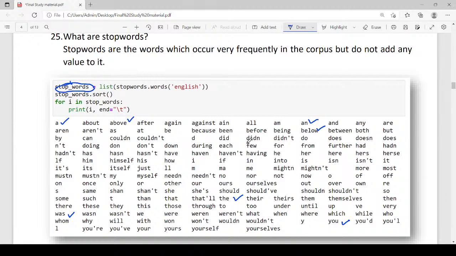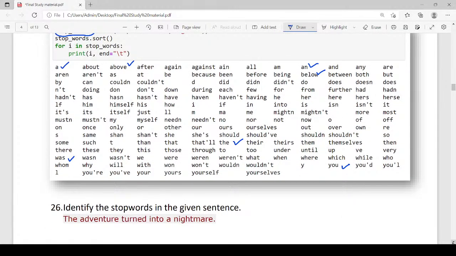Okay. So now you may also get a question wherein you are given a sentence and you are asked to identify the stop words. Now you have the stop words which are getting displayed on the screen. You will have to tell me the possible stop words in the given sentence. Now what are the stop words in the sentence? The adventure turned into a nightmare. Can you find the list of stop words that is given in this sentence? The adventure turned into a nightmare.